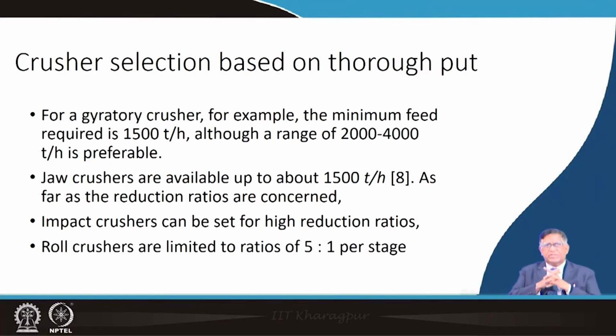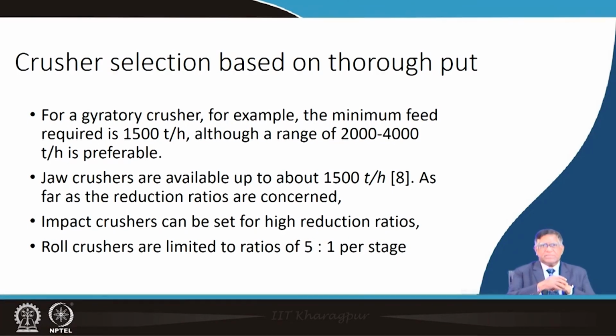Now, crusher selection is based on the throughput. That means, for gyratory crushers, a minimum feed required is 1500 ton per hour. Now, 2000 to 4000 ton per hour is also preferable in hard rock mining. Now, this is in soft rock. Tonnage and volume are also related, because of the amount of volume that will be coming through the hopper, and the density of the material is more in hard rock mining. So, that is why the throughput capacity in tonnage goes more.